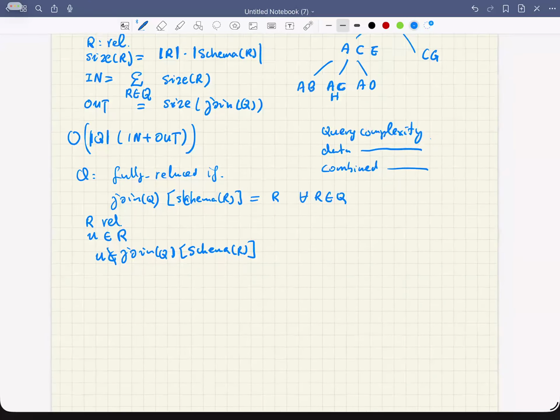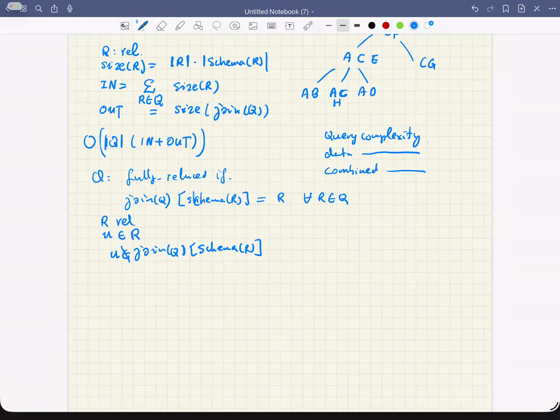So what is a fully reduced version? Fully reduced version says, okay, Q does not have to be fully reduced. However, I can always convert it to an equivalent join in terms of result, okay? And that equivalent join is fully reduced, okay? So this is essentially the problem we solved last time, okay?